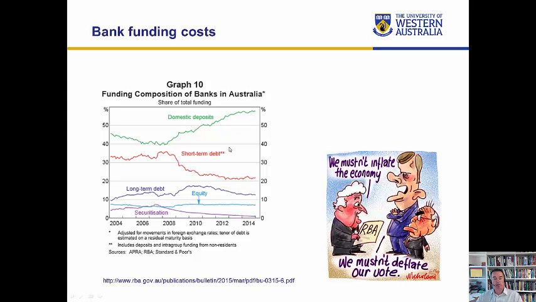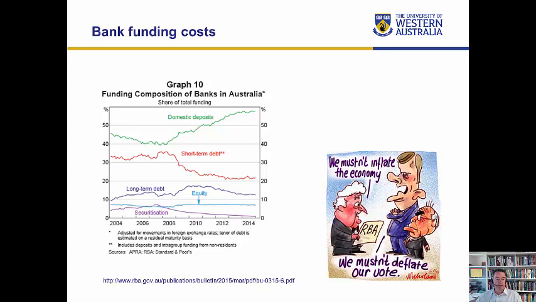So the central bank was trying to push interest rates down by reducing the cash rate. That was reducing interest rates on short-term debt, but interest rates on long-term debt and domestic deposits were partially cancelling out the interest rate reductions on short-term debt. And so it meant that the banks weren't able to pass on all of the Reserve Bank's interest rate cuts.